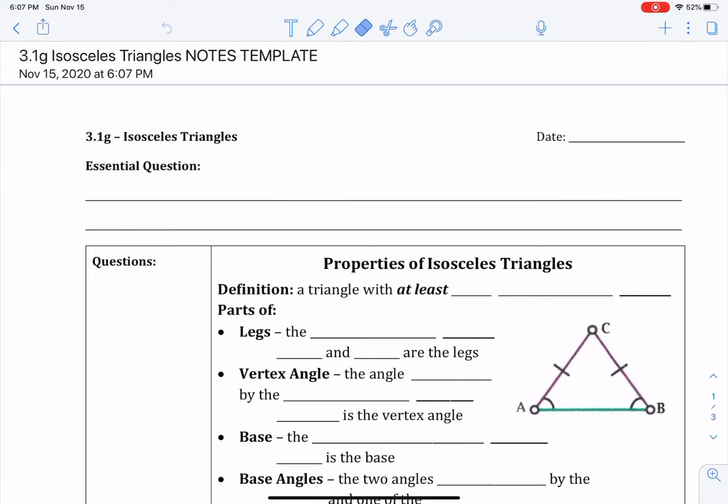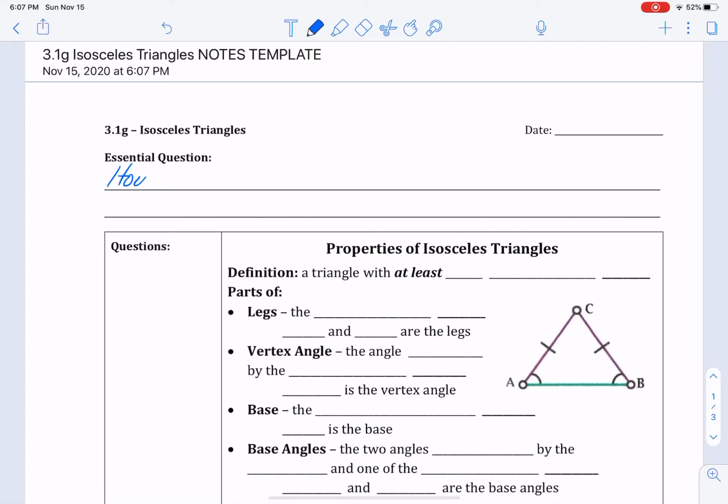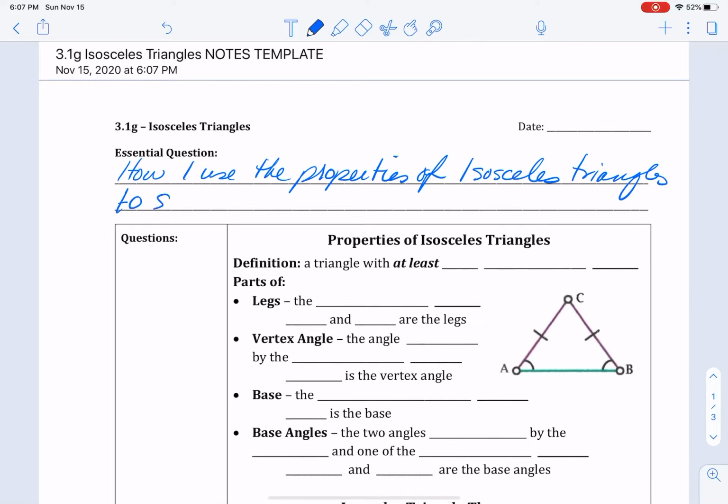And so our essential question is, how do I use the properties of isosceles triangles to solve for missing information?